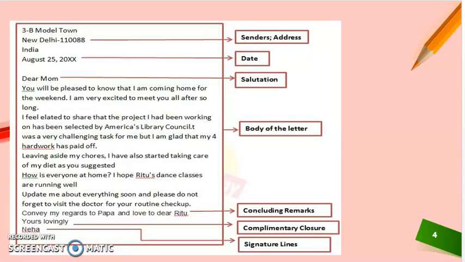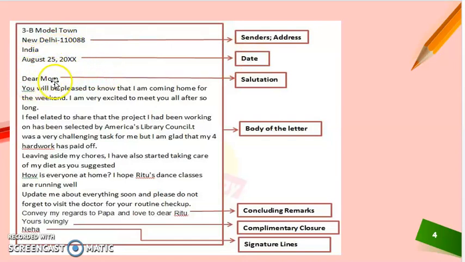So over here, this is a sample letter, and a girl is coming home. She's excited that she's going home, so she's telling her mother. Let's have a look at it. Now over here you can see 3B Model Town, New Delhi. The pin code is given, India. So in these 3 lines you can see that it is the sender's address. That means it is your address. The date is given as such. So you would write tomorrow's date.